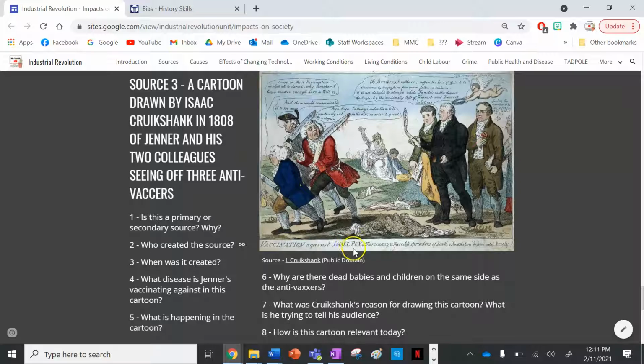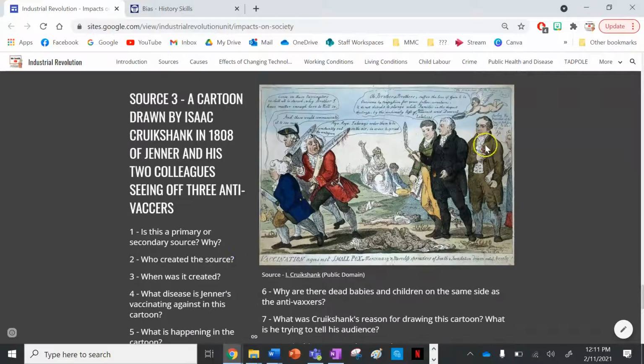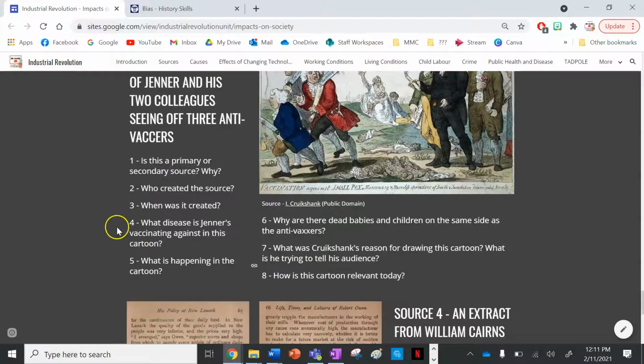He's vaccinating against smallpox, that is the virus they're vaccinating against. What is happening in the cartoon? These 3 gentlemen here, including Jenner, the creator of the vaccine, are seeing off and telling these people who are anti-vaxxers to go away.